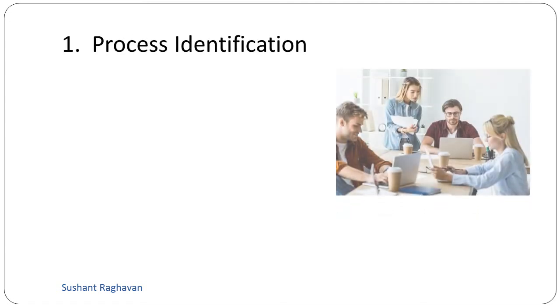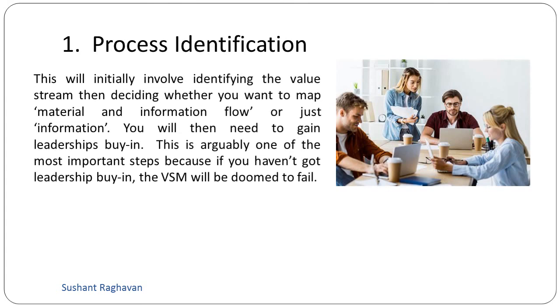Process identification. This will initially involve identifying the value stream, then deciding whether you want to map material and information flow or just information. You will then need to gain leadership's buy-in. This is arguably one of the most important steps, because if you haven't got leadership buy-in, the VSM will be doomed to fail.